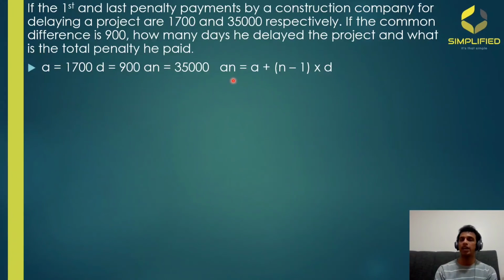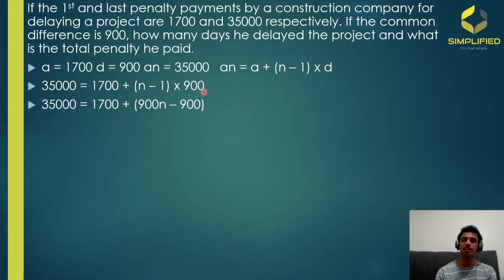Okay, so AN, we know that, A, we know that, D, we know that. We are just substituting these values. For AN it is 35,000, A it is 1700, and common difference is 900. This 900 has to be taken inside the bracket by multiplication. So 900 into N, that is 900N, minus 1 into 900, that is minus 900, which means that 1700 minus 900 is equal to 800 plus 900N.